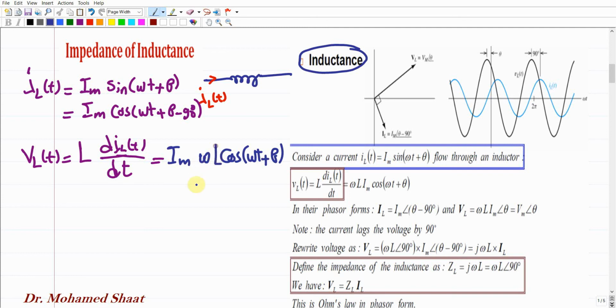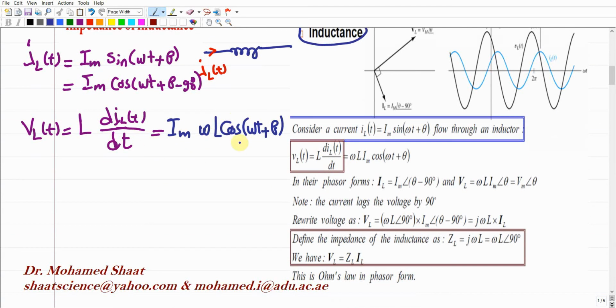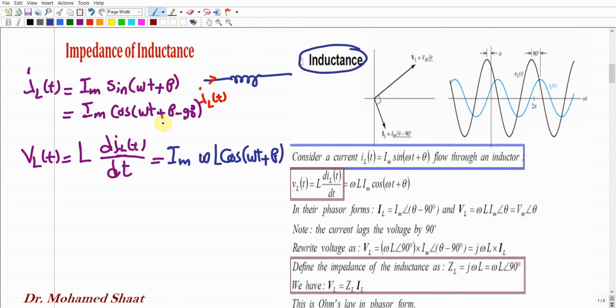And definitely we're going to have L, which is just a constant, right? So this is Im omega cosine(omega t plus theta), the derivative, times L. This is going to give us the voltage function as already given. As you can see, the voltage is already given in the cosine form, but the current was given in the sine form, and we can convert it again into the cosine form.